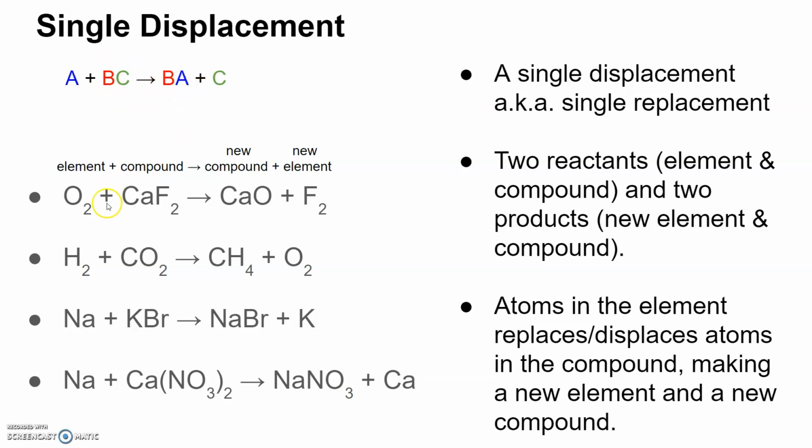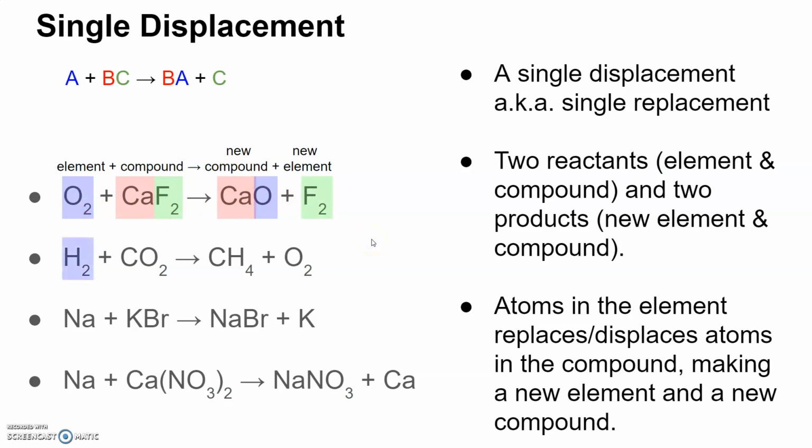So how do you recognize that in something like this? If you look at our first example, oxygen is our element, so I highlight that in blue. Calcium fluoride is a compound, so the calcium, our metal part, is one type of element, and fluorine is another type. And then we form a new compound by switching the partners. So we switch the green with the blue to form calcium oxide, and then our new element.